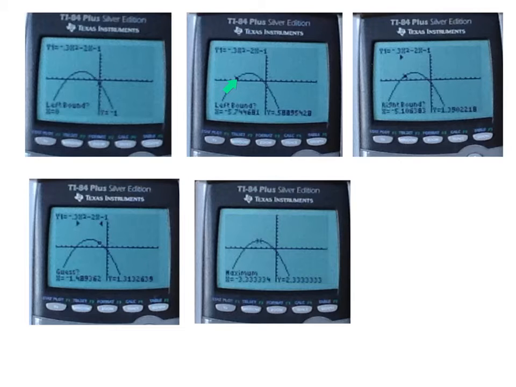Once I'm over there, I'm going to press enter, and the calculator is going to mark my left boundary. And now it's asking for the right boundary. So using my arrow keys, I'm going to scroll up and over till I'm on the right side. And when I get there, I press enter. And again, the calculator marks my right boundary and says guess at the bottom. So we press enter one more time, and it tells me what my maximum is. And looking at this, my maximum is -3.33, 2.33.